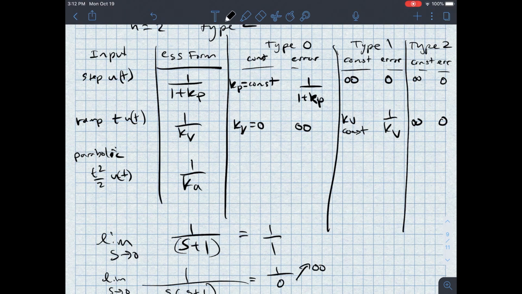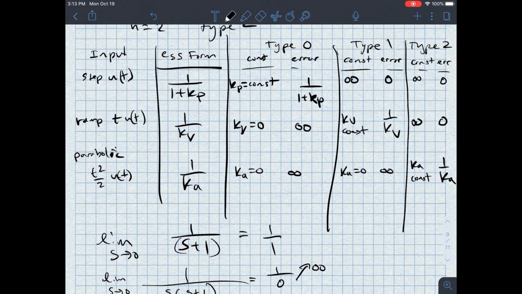Finally, for a parabolic system, I'm looking at Ka. Ka is equal to 0 for a type 0 system because I'm going to get s squared times my G of s, and a type 0 system has no s's in the denominator to cancel that, so that gives me infinity. Same thing for type 1. Ka equals 0 and infinity. And in this case, Ka for type 2 is a constant, and I get 1 over Ka is the value.